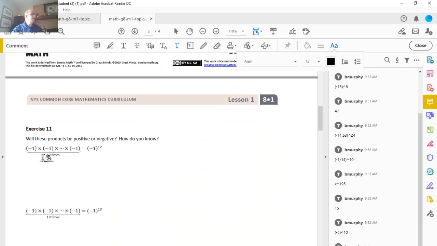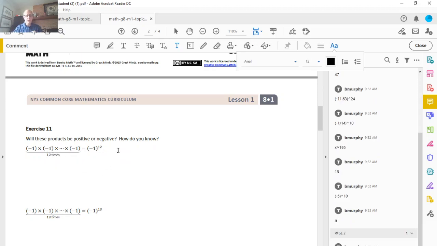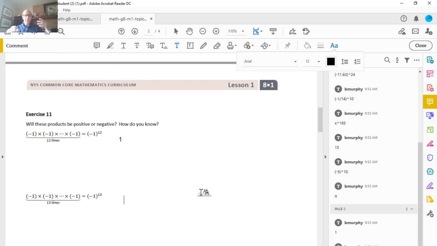Here we talked about multiplying negative 1, 12 times. So that would be negative 1 times negative 1 times negative 1 times negative 1, and so on. We learned last year that if you're multiplying negative numbers repeatedly, if it's an even number of times, the answer will be positive. If it's an odd number of times, the answer will be negative. You can try it in your calculator, negative 1 times negative 1, 12 times, but your answer should end up being 1. If I do it 13 times, 1 times negative 1 is going to be negative 1.